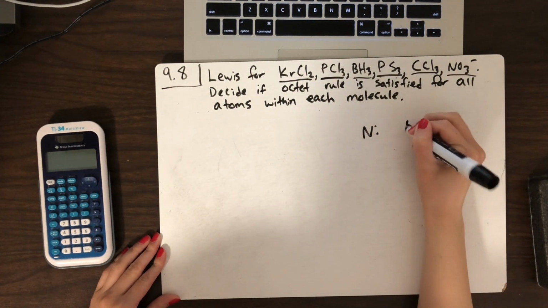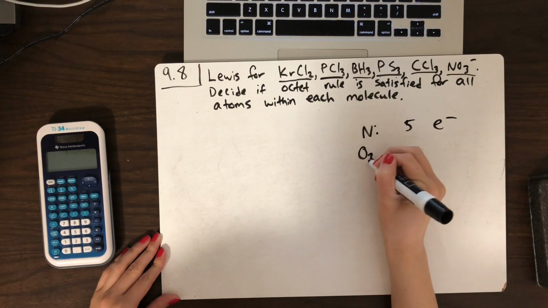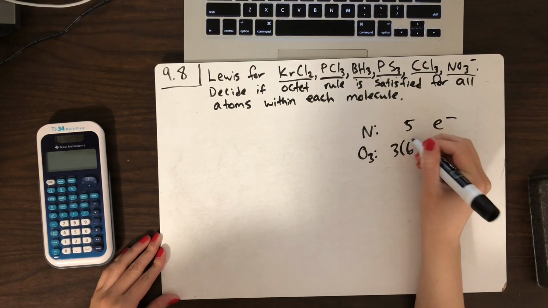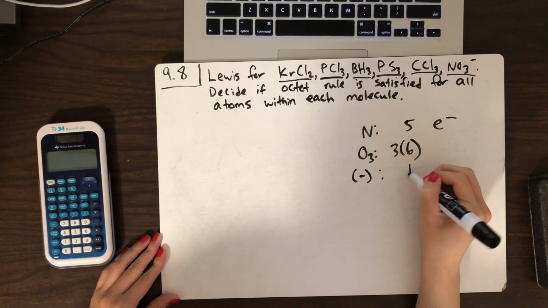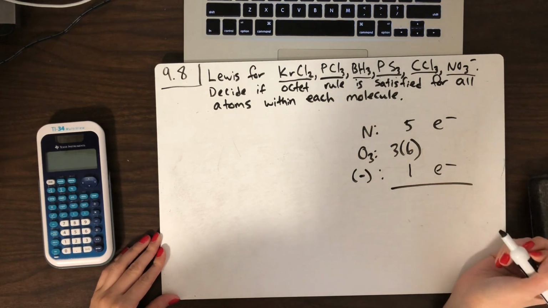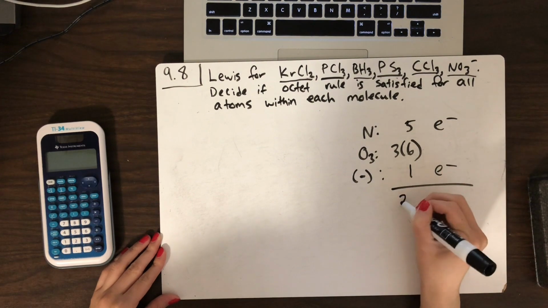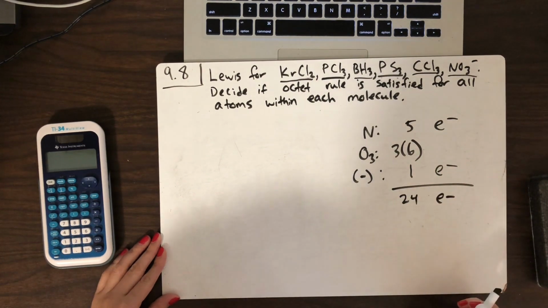And then finally, NO3 minus. So N has 5 valence electrons, 3 oxygens is going to be 3 times 6, and then that extra minus charge is going to be 1 extra electron. So 6 plus 18 is going to be 24 electrons that we can work with.